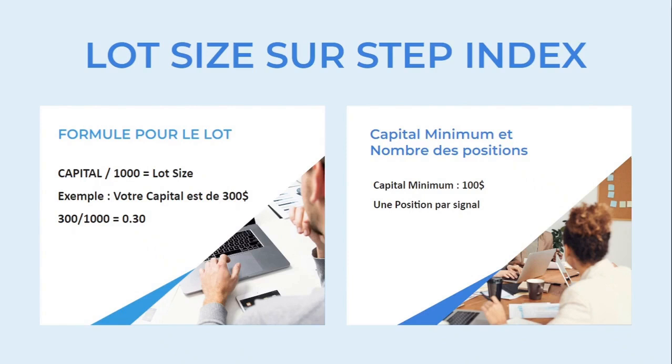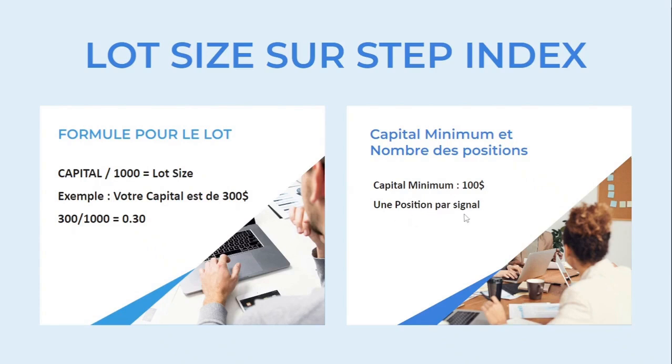Why? Because when we take $100, we divide by 1,000, it gives us 0.10. 0.10 is the minimum lot of the steps index. So there is no lot below 0.10. This implies that the minimum capital is $100. And on each position, we will have one position per signal.